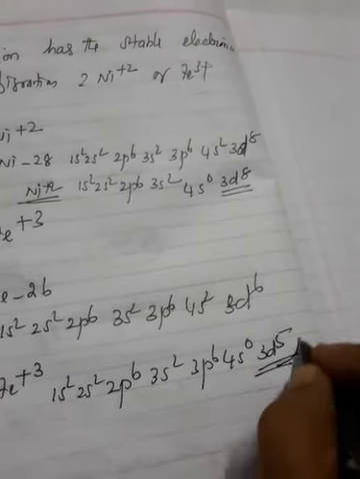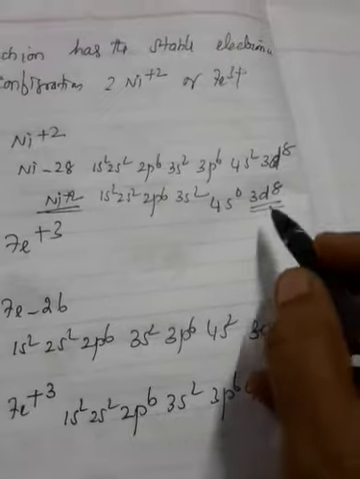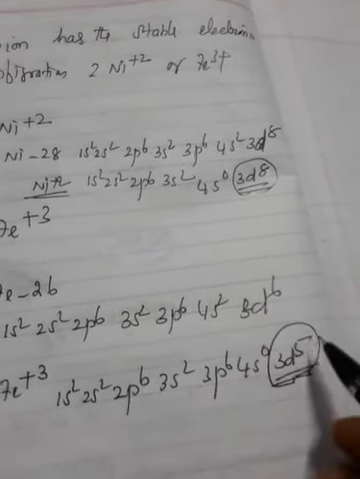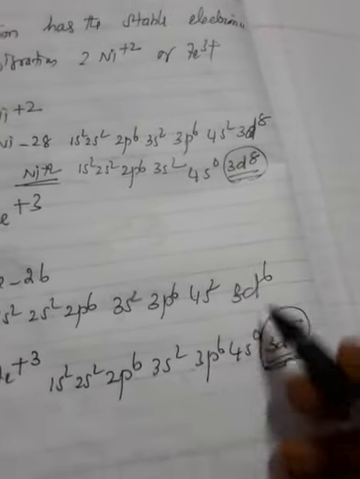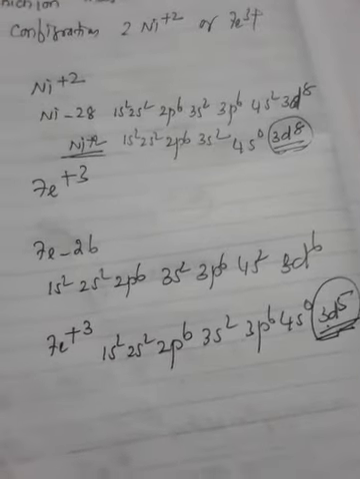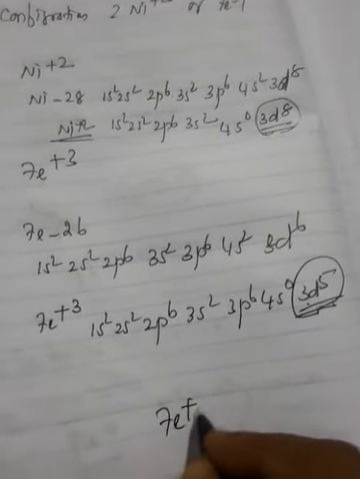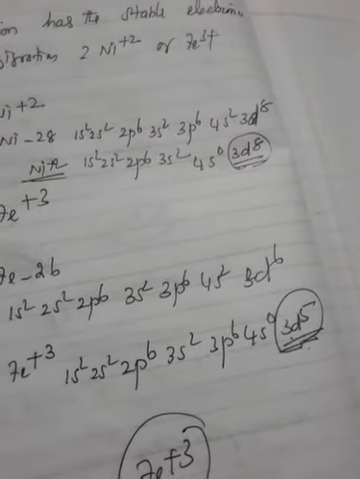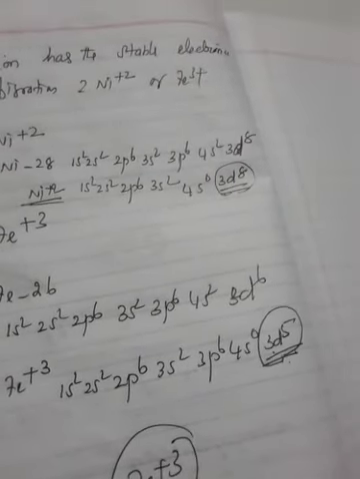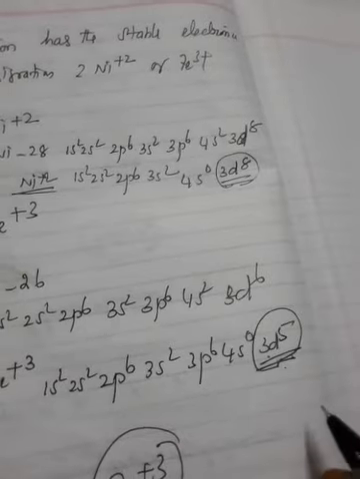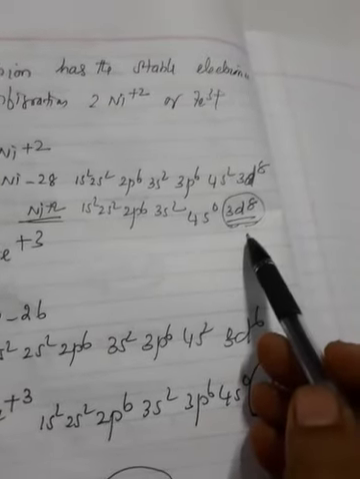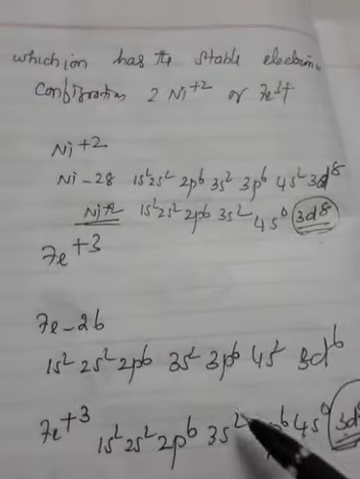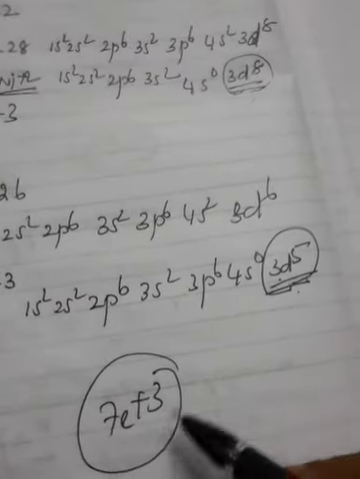3d5 is half filled, 3d8 is partially filled. So which is more stable, this or this? Can you give the answer? Fe3 plus, yes. Fe3 plus is more stable. Why? Because it has a half filled configuration. Half filled and fully filled lead to stability. Partially filled will not lead to stability. So based upon both, this is the most stable ion.